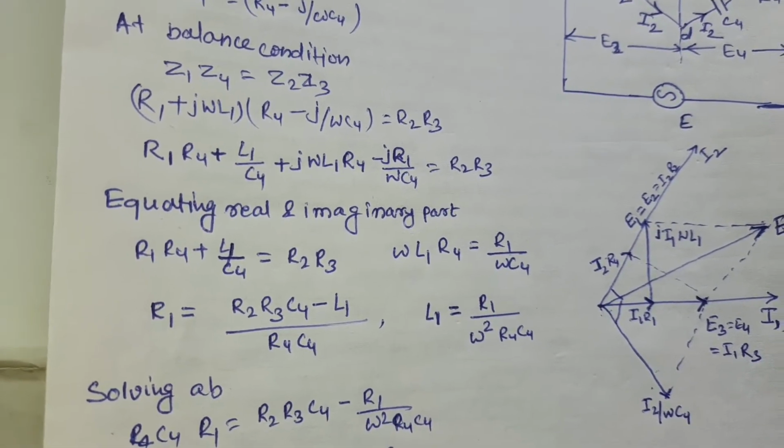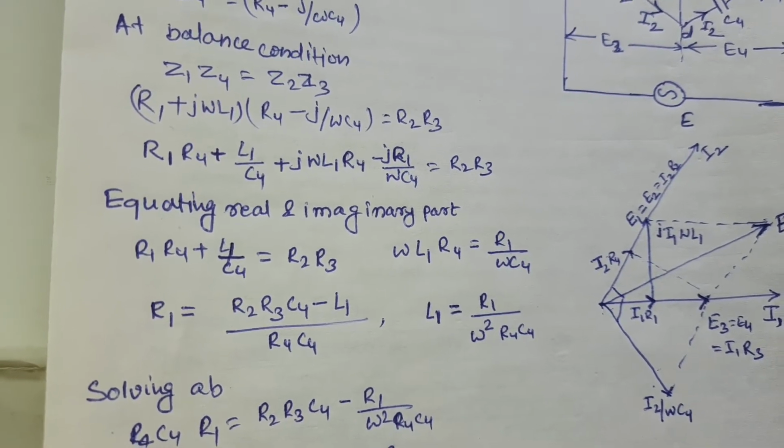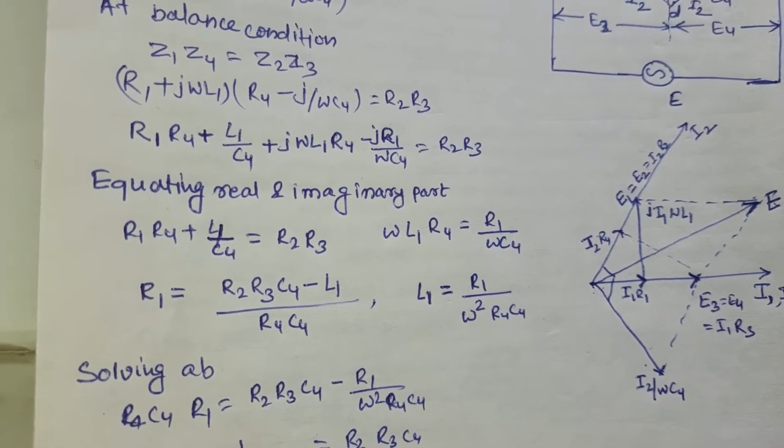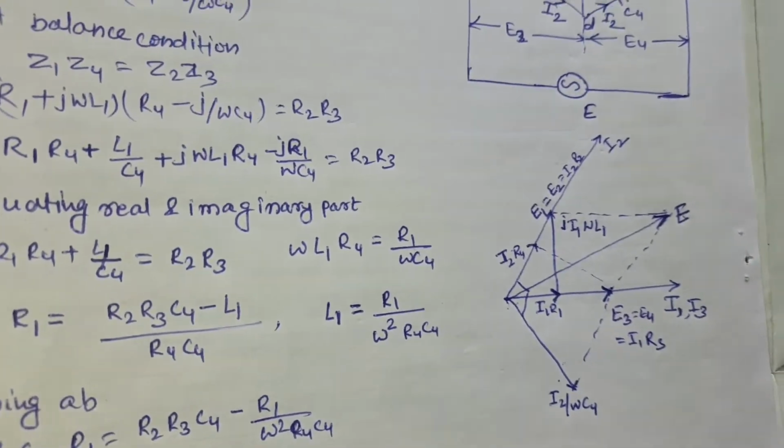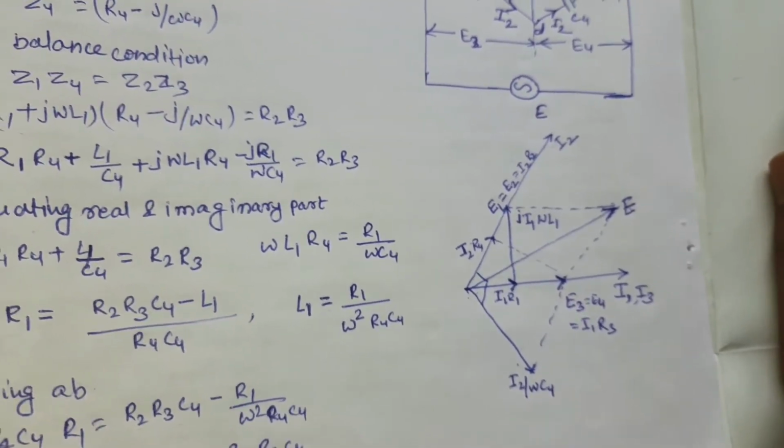So by equating the left hand side imaginary part equal to 0, L1 is equal to R1 by omega square C4 into R4. Now we discuss the phasor diagram of the Hay bridge.